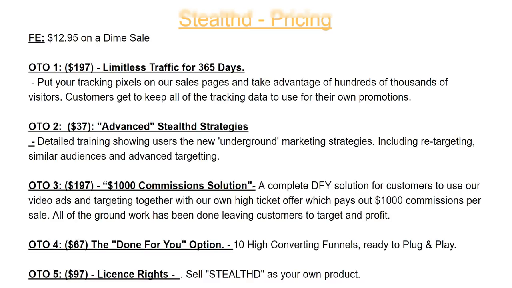Finally, you've got OTO 5, which is license rights. So it basically means you can pay $97 for this product, and then you can market this, drop your links wherever you want, and then anybody who goes through and purchases any of the OTOs or the front end products, you will earn 100% commissions. It's really cool stuff. So those are the OTOs. Personally, my preferred option is OTO number 4 because it's done for you. So that is all of the OTOs.